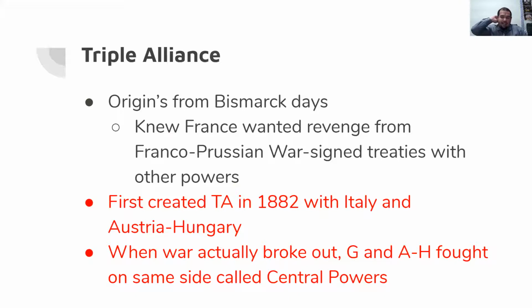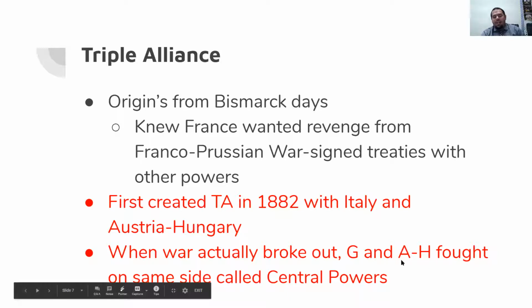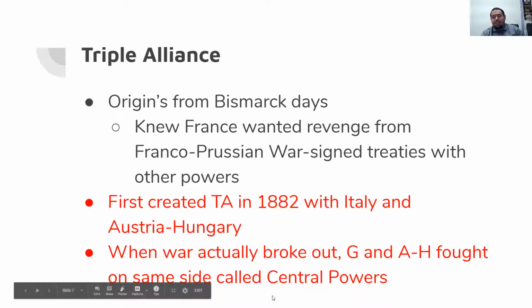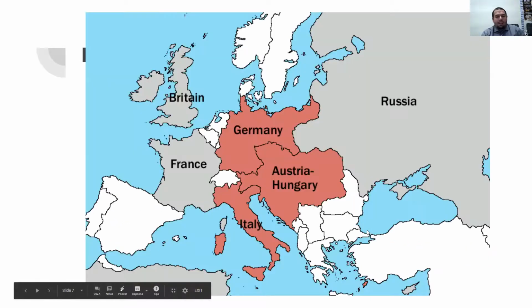Now, this is key because this test question is kind of like multiple questions. I ask you who is in the Triple Alliance, who is in the other alliance, and then I ask you those two pre-war alliances, how do those differ from when the war actually begins? So when the war actually broke out, Germany and Austria-Hungary fought on the same side called the Central Powers. So we have the Triple Alliance leads to the Central Powers, okay? And there you go, Germany, Austria-Hungary, Italy.